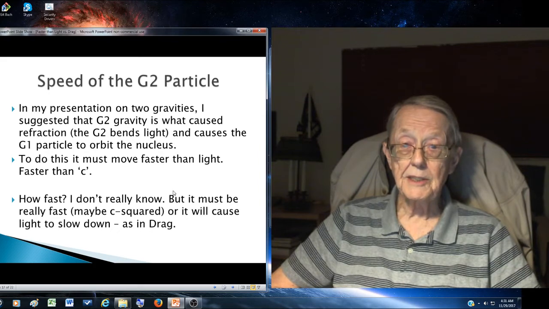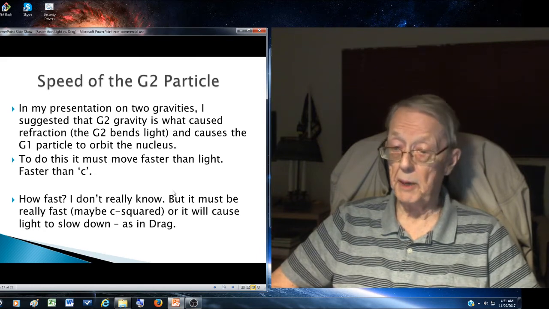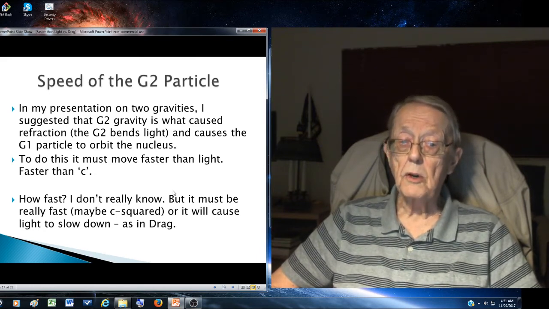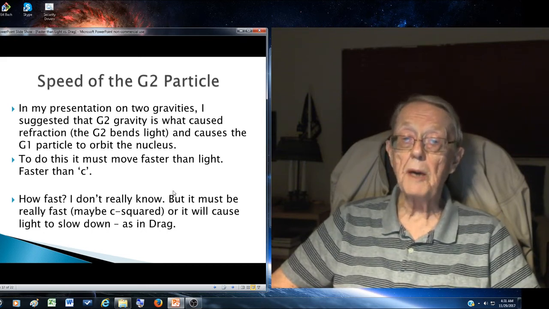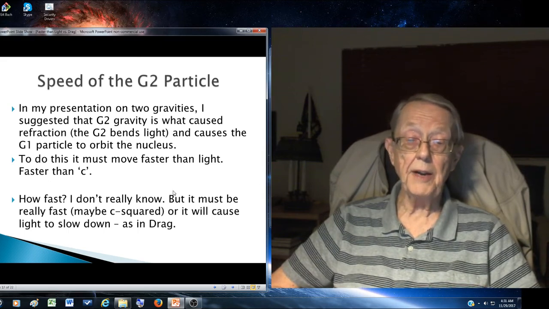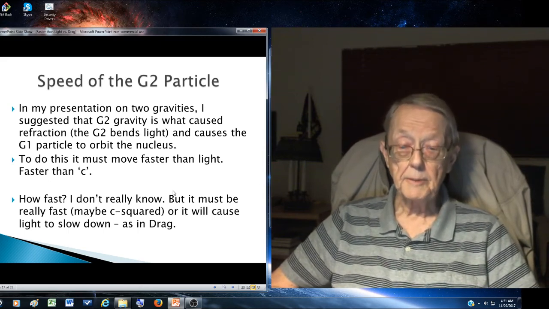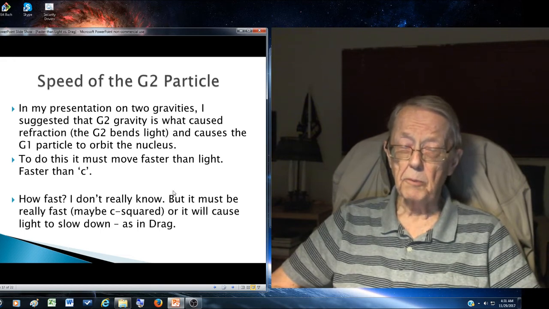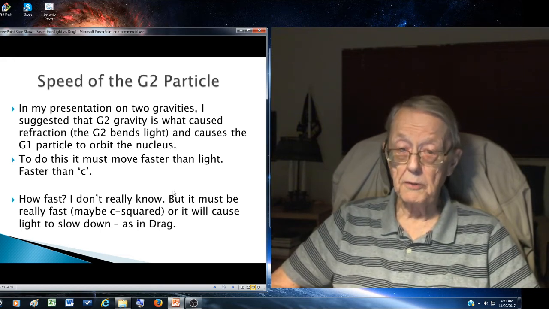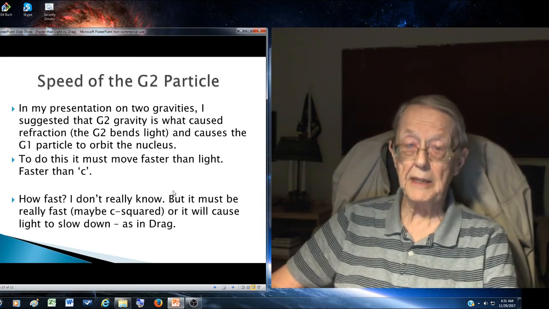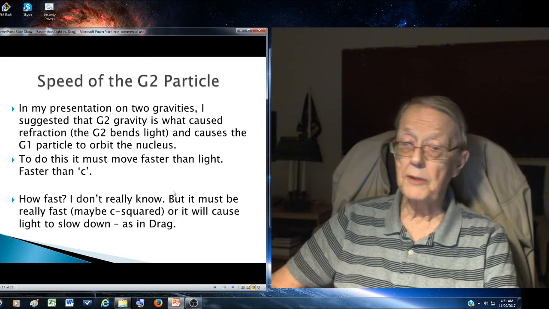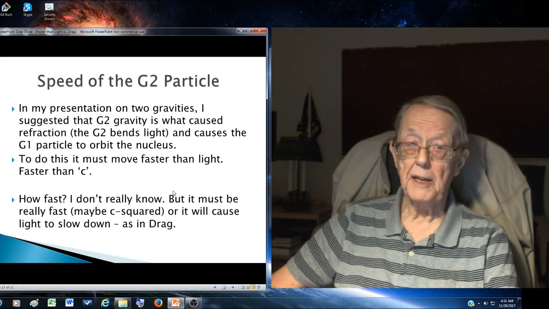How fast does the G2 go? I really don't know. It must be really fast, and I'm suggesting c squared and maybe more, or it will cause light to slow down as it drags. Although there are some concepts about what's called tired gravity or tired light, basically we don't observe, at least I don't know of anything where we observe, light slowing down significantly. If light doesn't slow down, then G2 has to be extremely fast.